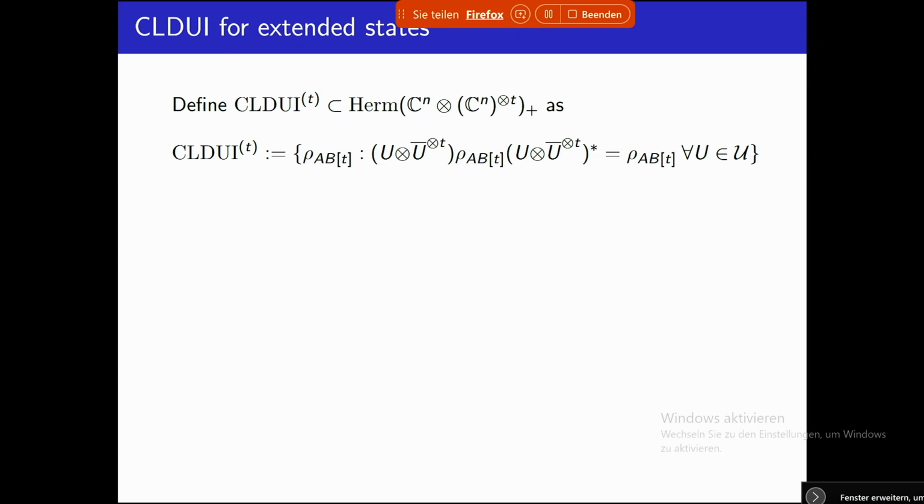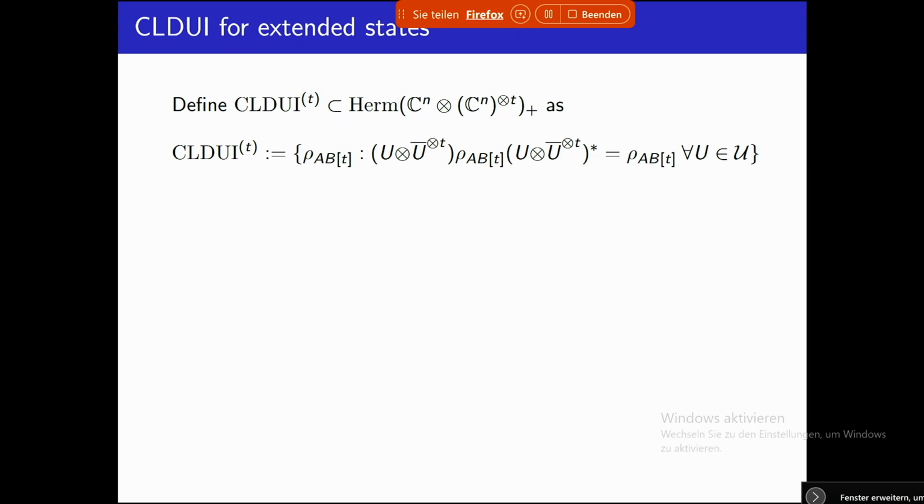Okay, so what we want to have is a notion of being CLDUI on these extended states. And what we do is really sort of the obvious thing, because these extended states are symmetric in all the copies of the B register. What we do is we just, whatever happened in the initial setting, we just copy it t times.